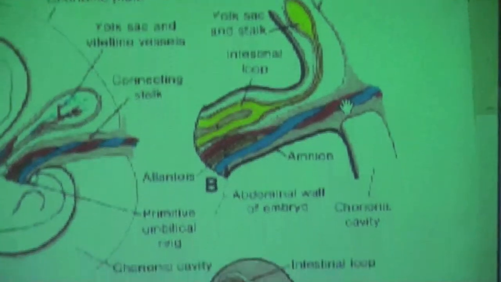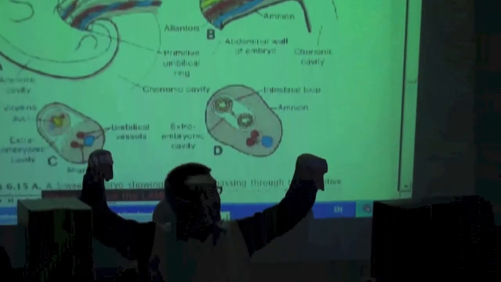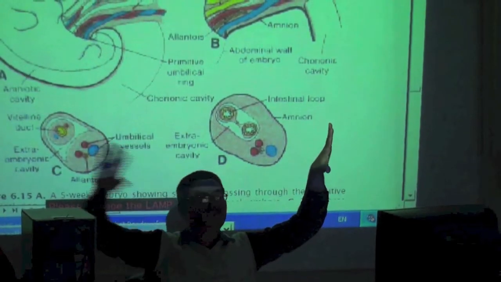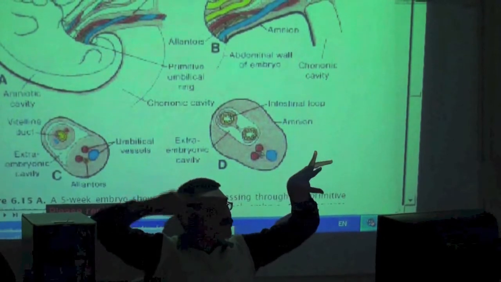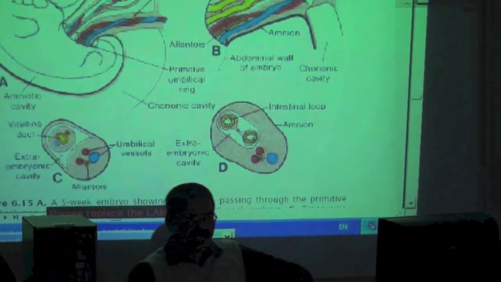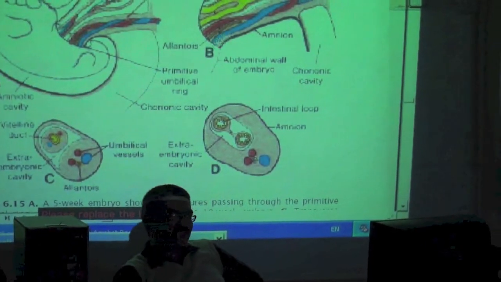Initially there are two umbilical arteries and two umbilical veins, but what happens? The right umbilical vein degenerates. So finally, we have two umbilical arteries and one umbilical vein. Remember, two umbilical arteries and one umbilical vein.